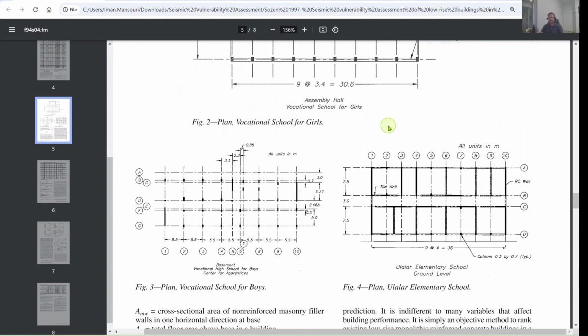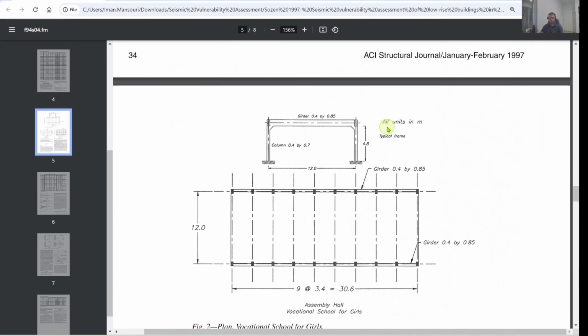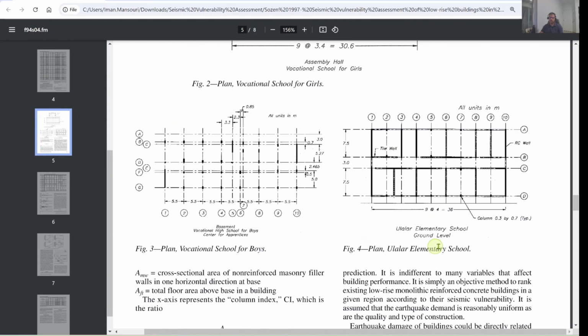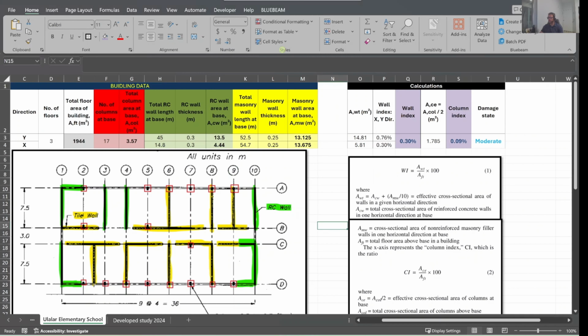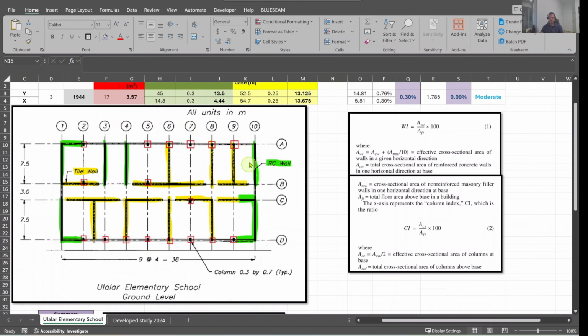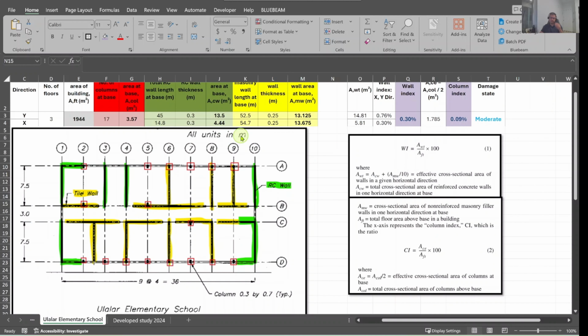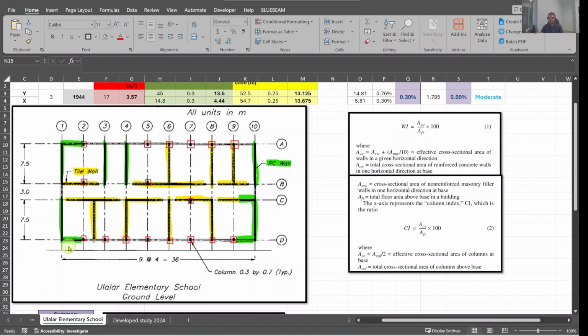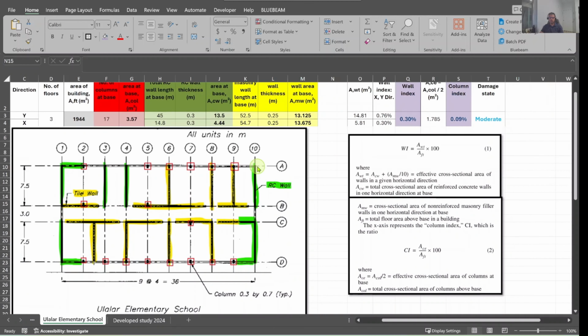Okay, now I'm going to calculate these two indices for a building whose data is provided in the paper. And I've prepared a spreadsheet where I'll explain everything step by step. Okay, this is the ground floor plan of a 3-story elementary school. All units are in meters. The plan dimensions are 36 by 18 meters. And then the RC walls are highlighted in green and the masonry walls in yellow.